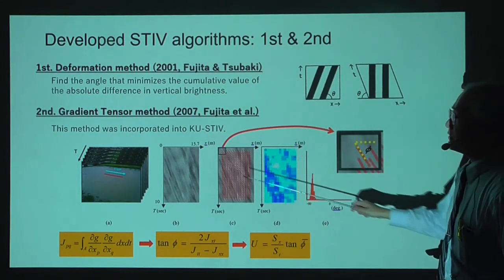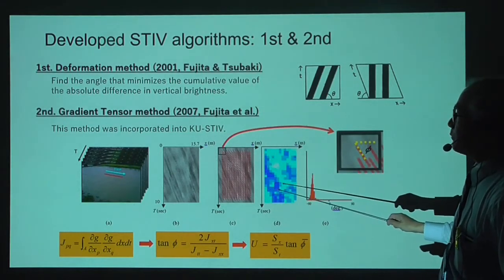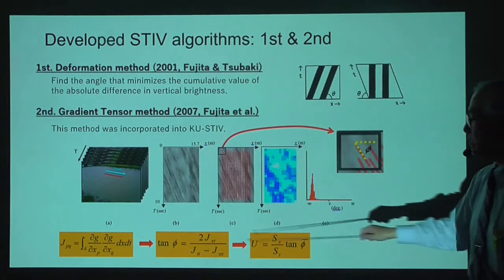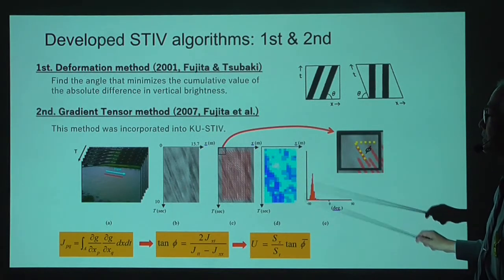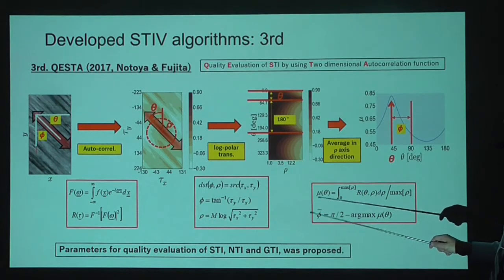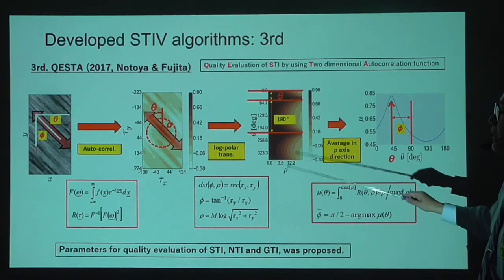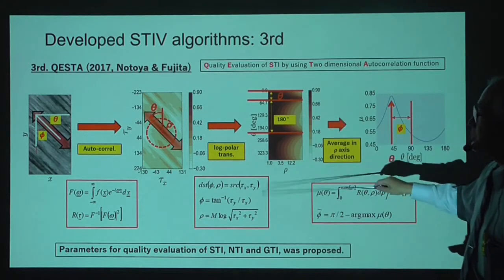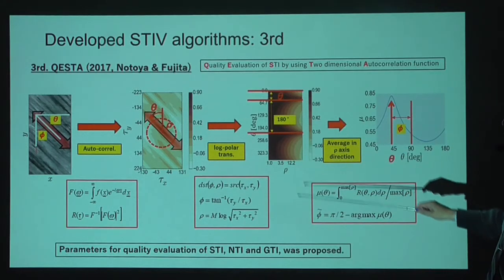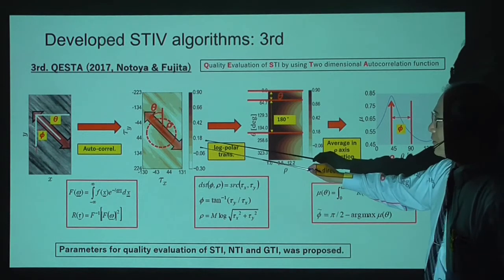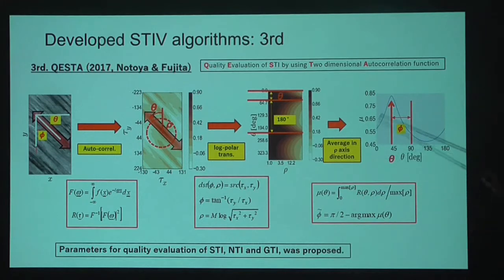And the second one is the gradient tensor method, which is popular in the KU-STIV software. And we use this kind of equations. I'll skip this one. The third one is KESTA, which my student Notori has originally developed. With this, we use a log polar transformation of the autocorrelation function, and we get a very beautiful picture of the surface resting.